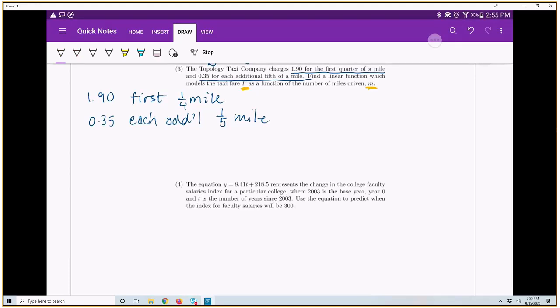I know that for each additional 1/5 of a mile, I pay 35 cents. So I want to multiply by 5, so 5 times 35 cents is how much I pay for each additional 1 mile. So I just multiplied the cost of 1/5 mile times 5 to find out the cost of each additional mile. That's 5 times 30 cents is $1.50, and 5 times 5 cents is 25 cents, so that's $1.75 each additional mile.